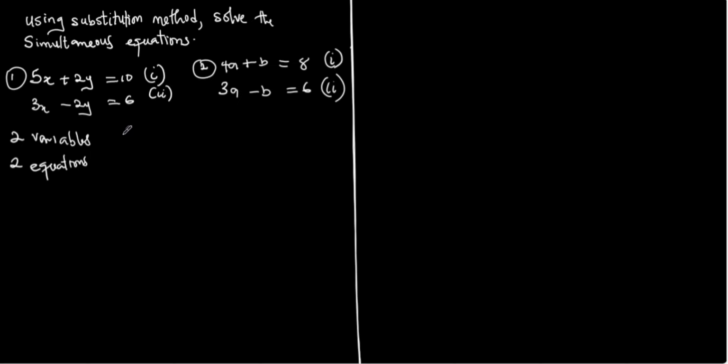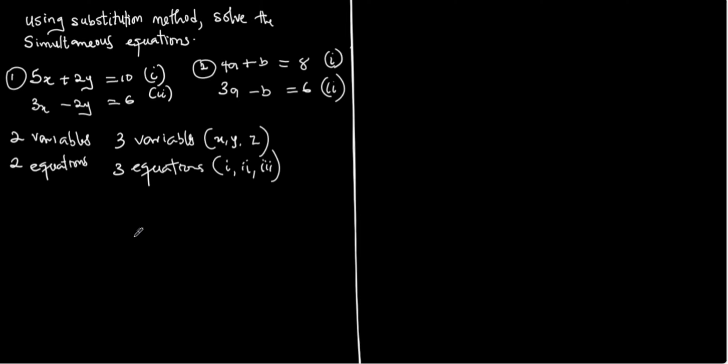Now, if I have a simultaneous equation that has three variables, say x, y, and z, for example, then it will have three equations: equation 1, equation 2, and equation 3. Now, we have a simultaneous equation with two variables, obviously two equations, and we need to find the values of the two variables, x and y. However, we are asked to use substitution method.